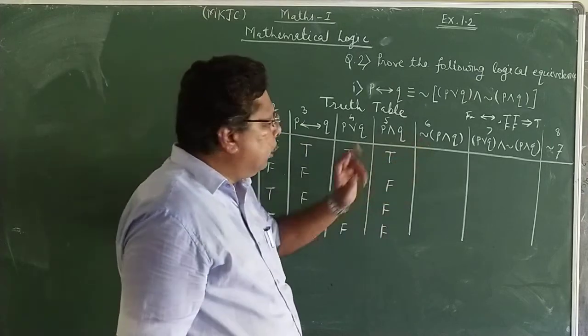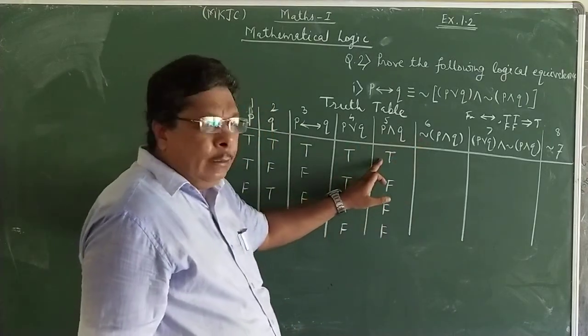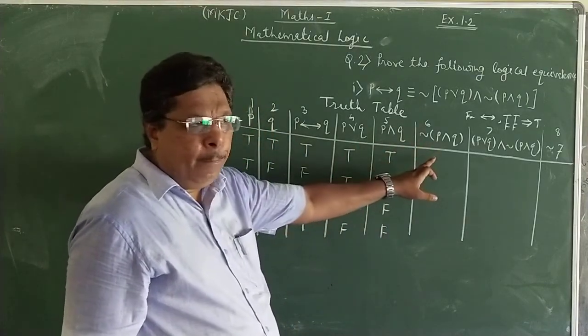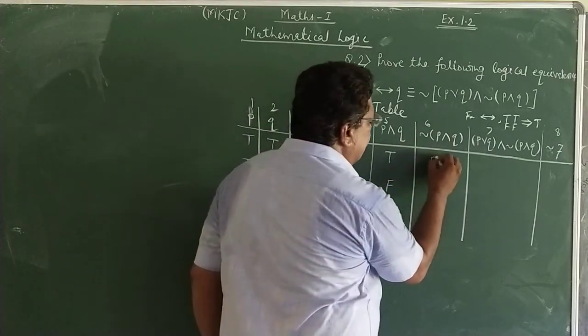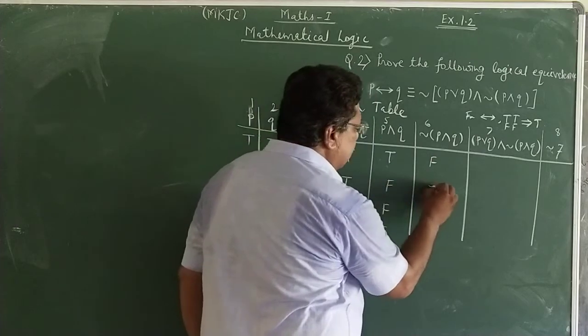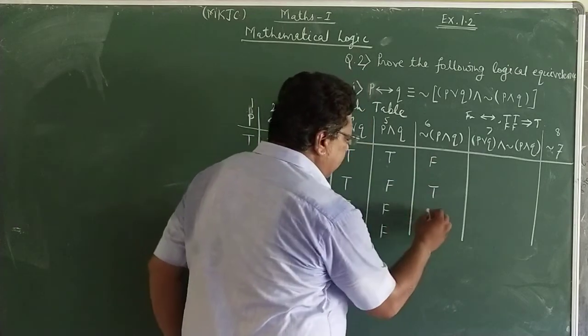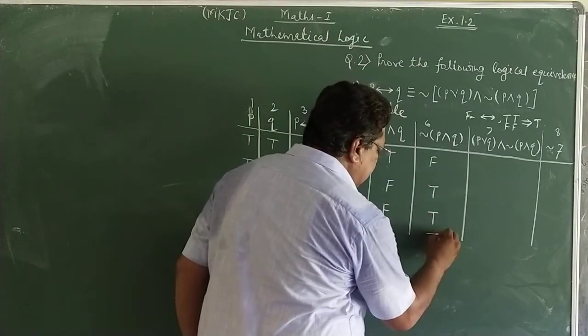Next column is negation of 5. Here is true, its negation is false. Here is false, its negation is true. Here is true, its negation is false. Here is false, its negation is true. Here is false, its negation is true. This is also true.